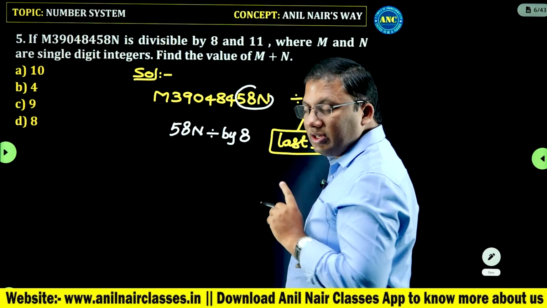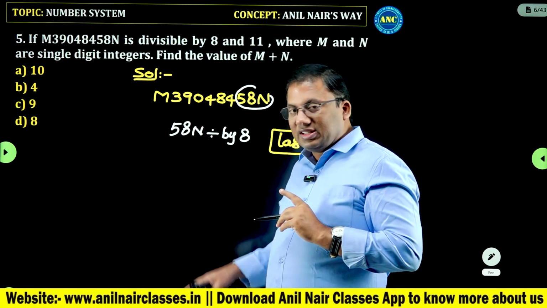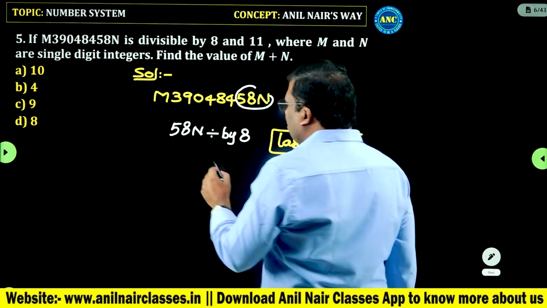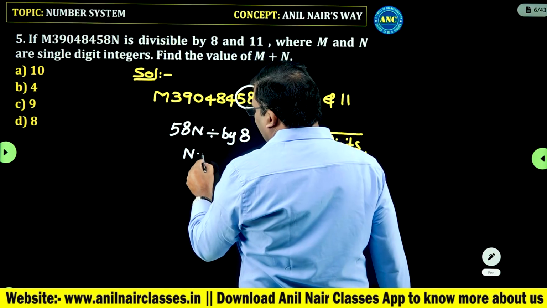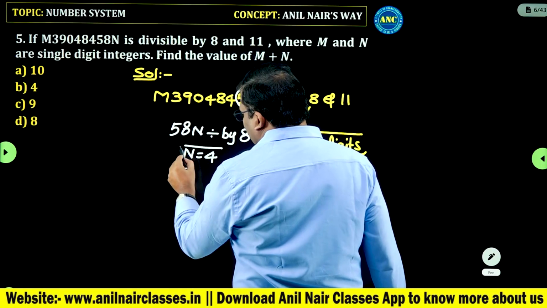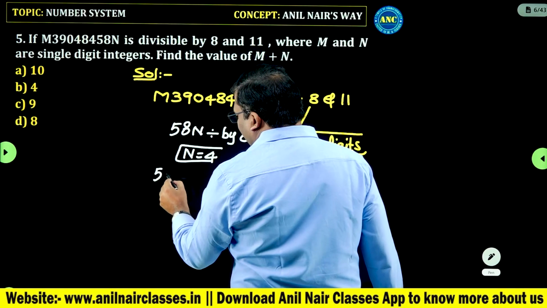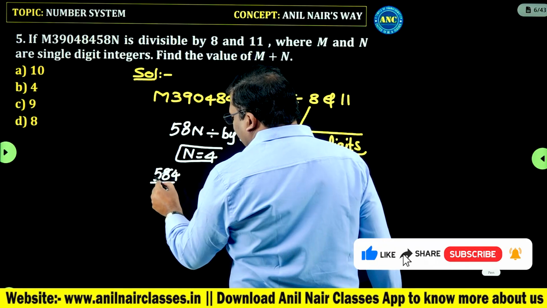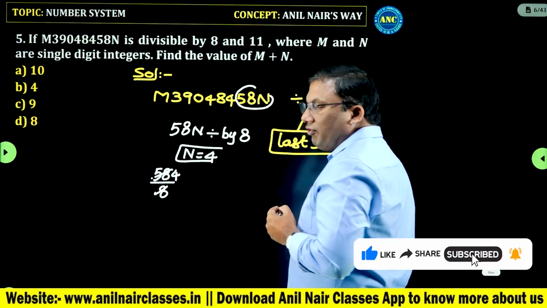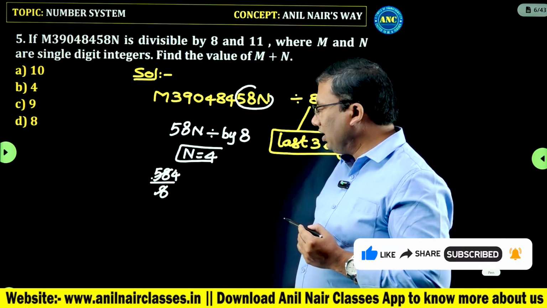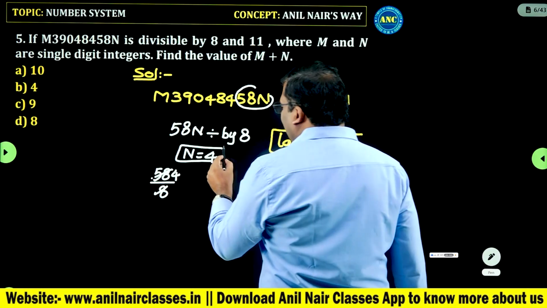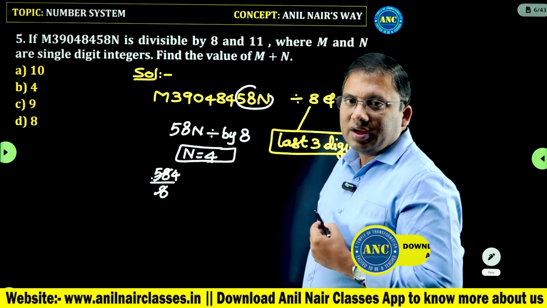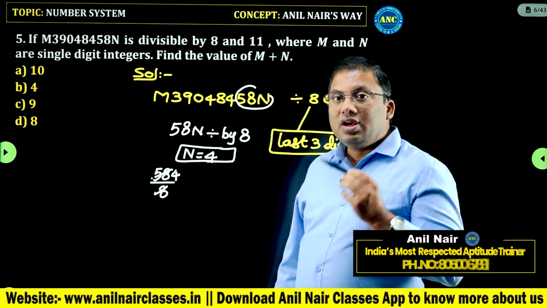8 sevens are 56. So 2 is remaining. That means N should be 4. If N is 4, this number will become 584 divided by 8. 8 sevens are 56, and 24 will be 8 threes are 24. That means the N value is very clearly 4.